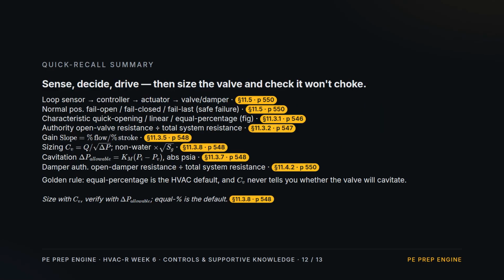Quick recall. A loop is sensor to controller to actuator to valve or damper, each actuator with a safe normal position. Fail open, fail closed, or fail last. The 3 inherent characteristics are quick opening, linear, and equal percentage. Authority is the valve's share of loop resistance. Aim 25 to 50%. Gain is percent flow over percent stroke. Size with CV equals flow over the square root of the drop times the square root of specific gravity for non-water. Check cavitation with allowable delta P equals Km times inlet minus vapor, both absolute. Damper authority mirrors valve authority. Golden rule: equal percentage is the HVAC default, and CV never tells you whether the valve will cavitate.